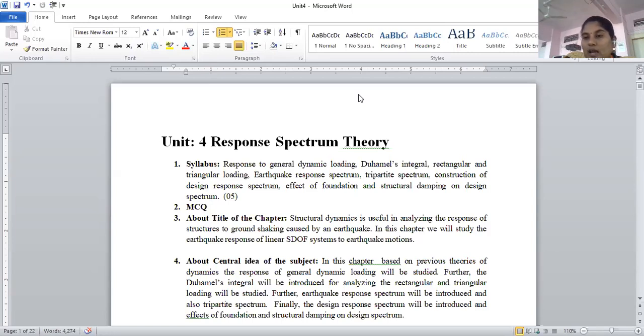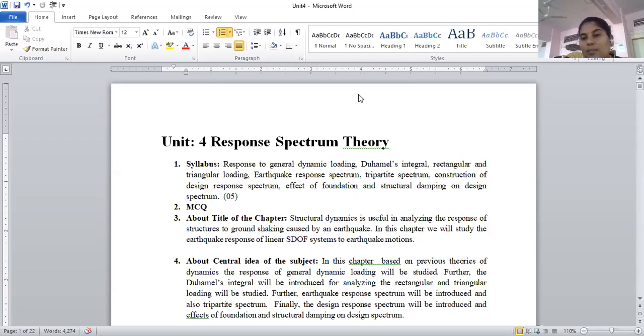Okay, we already know that structural dynamics is useful in analyzing the response of structures to ground shaking caused by an earthquake. In this chapter, we study the earthquake response of linear single degree of freedom systems to earthquake motions. Means whenever triangular loading and rectangular loading is coming on the structure, how our structure is going to behave. That study we have to do in this chapter, the response spectrum theory.